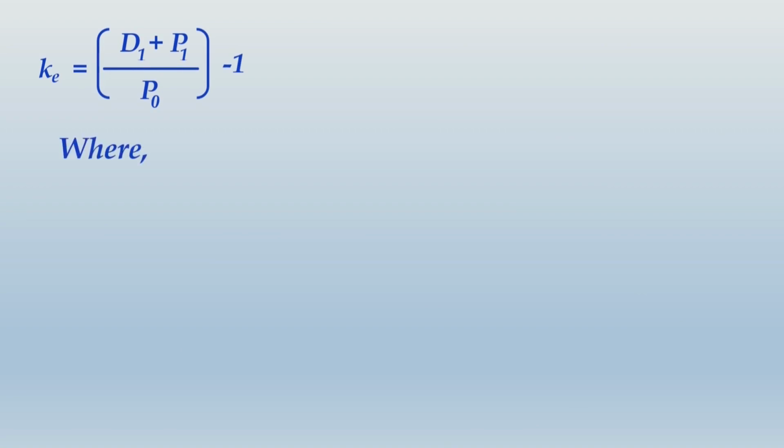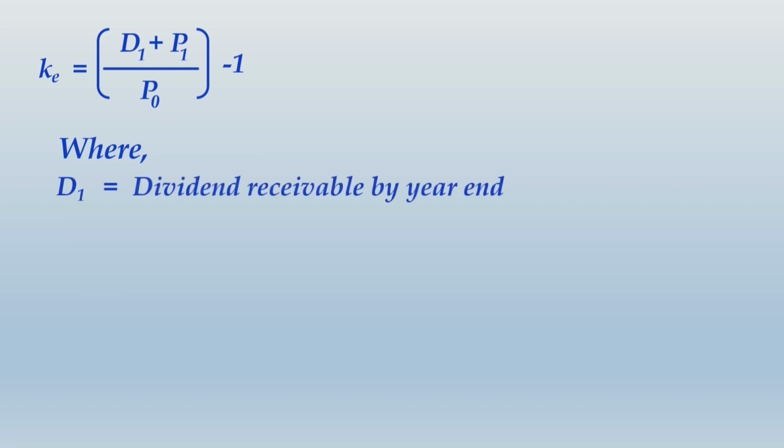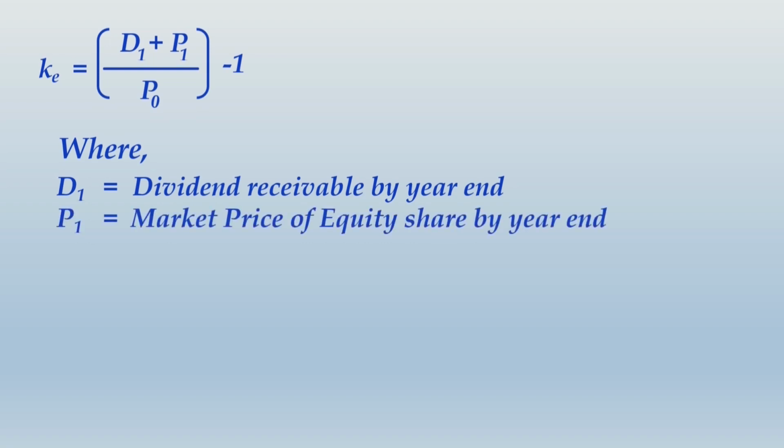Over here in your solution, the formula that we have learned earlier is the same formula I told you. There is nothing new over here, only the notations will change. Now D1 is not an expected dividend by end of the year, instead it is dividend receivable by year end, but we are already at the end of the year, correct? Now P1 is the market price of equity share by year end.